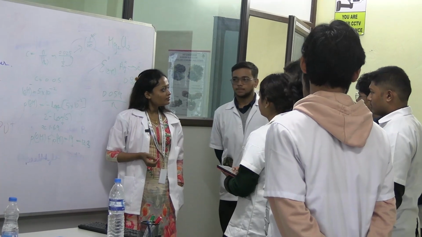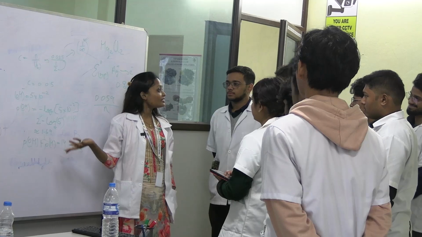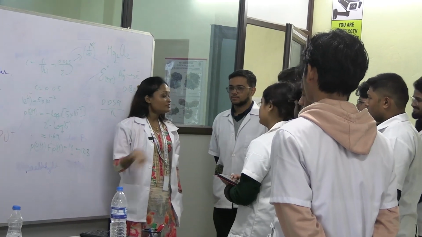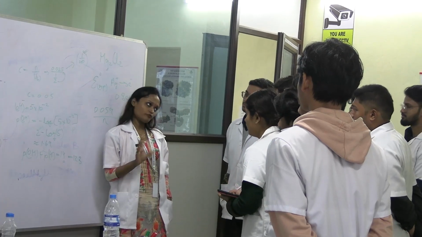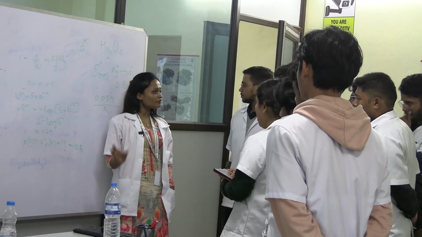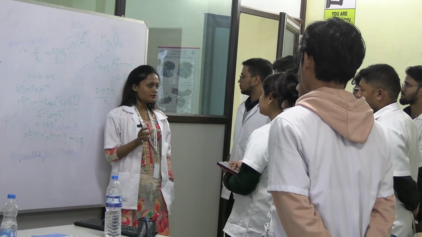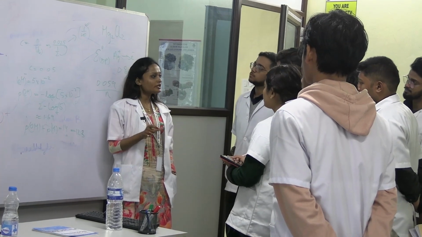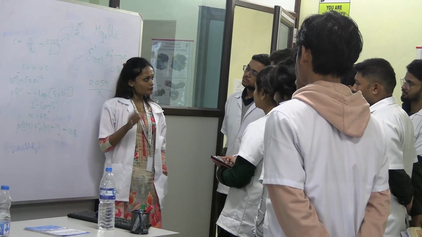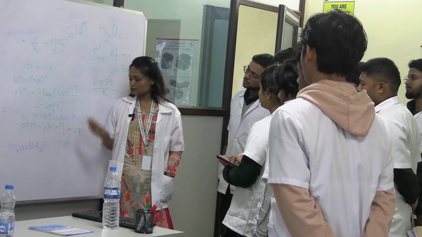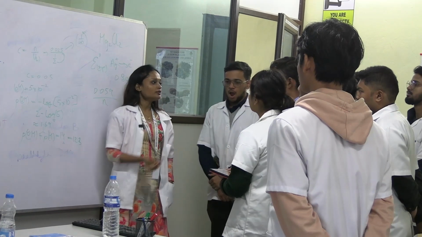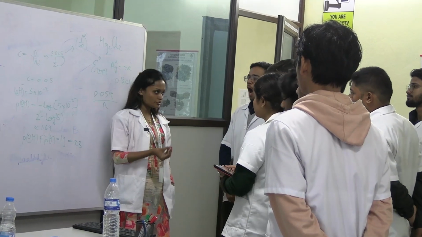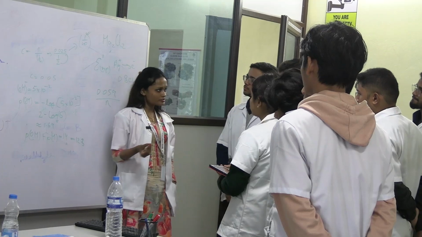So the value of pOH is 1.69. The total, pOH plus pH, equals 14. So the value of pH is 14 minus 1.69, which is 12.3. So the estimated pH will be 12.3 for our unknown solution, the sodium hydroxide solution.